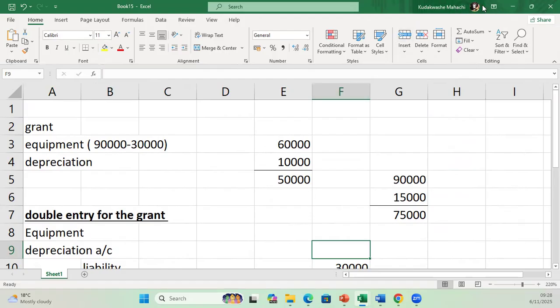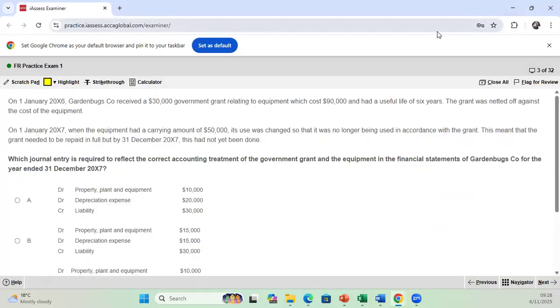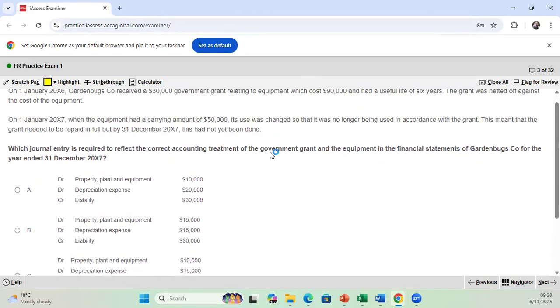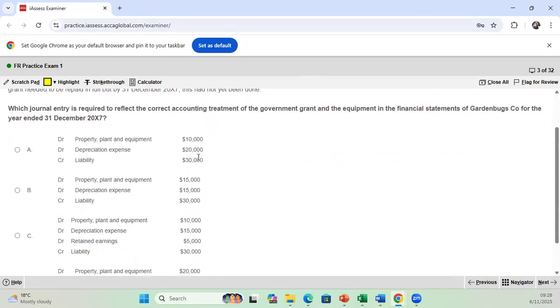So let me go back to the question. I want to read something. So on 1 January 20X6, which journal entry is required to reflect the correct accounting treatment of the government grant and the equipment in the financial statements. So the depreciation expense, with property, plant and equipment, depreciation expense. Okay, so all the entries are the same. It's just a matter of determining the correct amount.